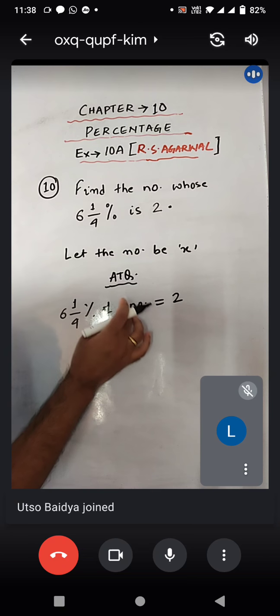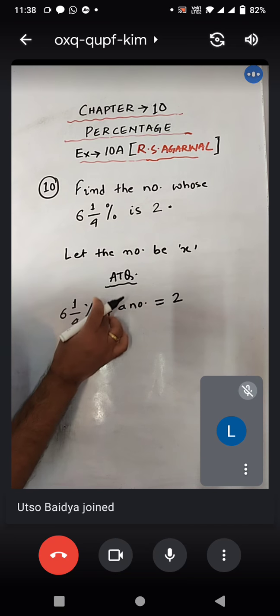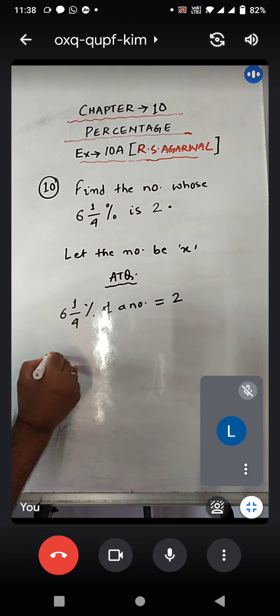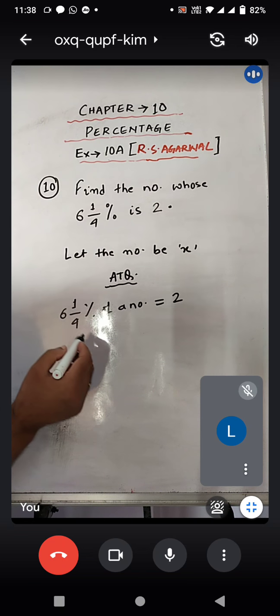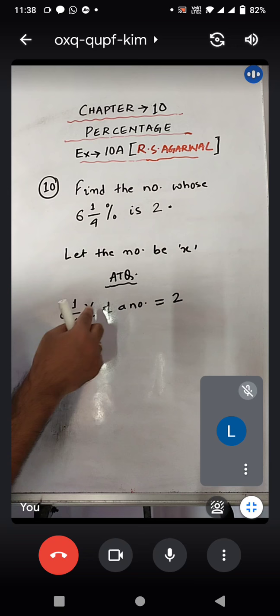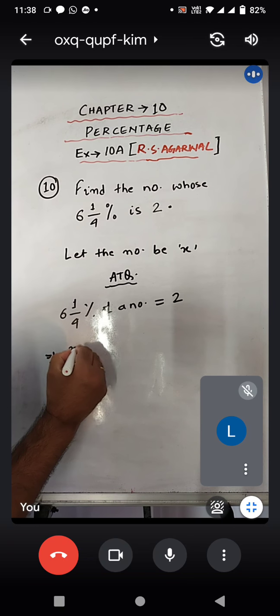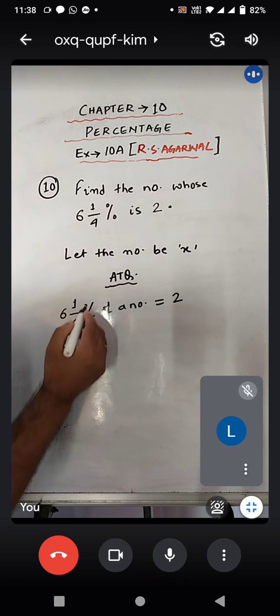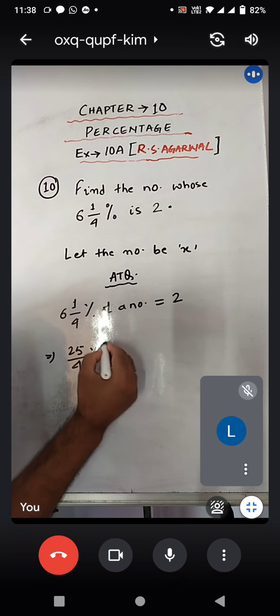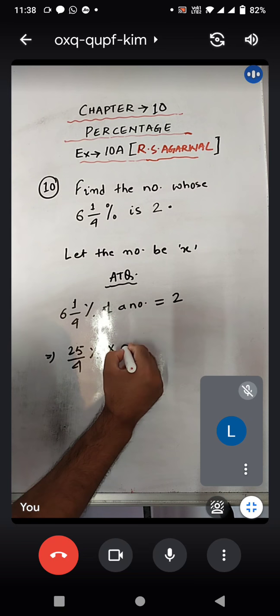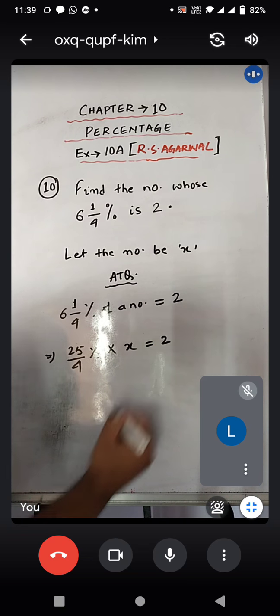Now in place of a number we'll put x, in place of "of" we'll put a multiplication sign, and this percentage is in the mixed fraction form. So we'll change it into the improper form. That is 6 fours are 24 plus 1, 25 by 4. Again we will write it down in this way: into, in place of number we'll write x, and then equals 2.